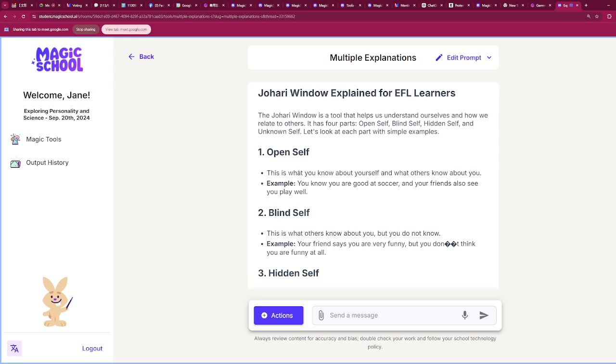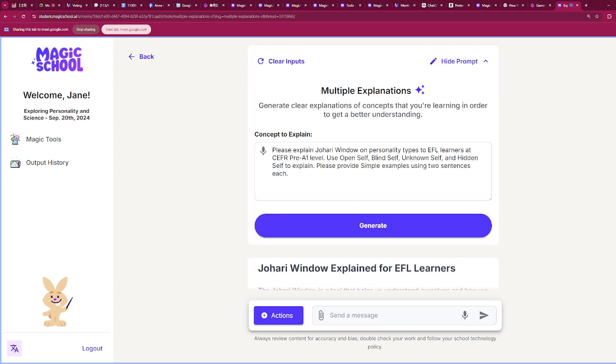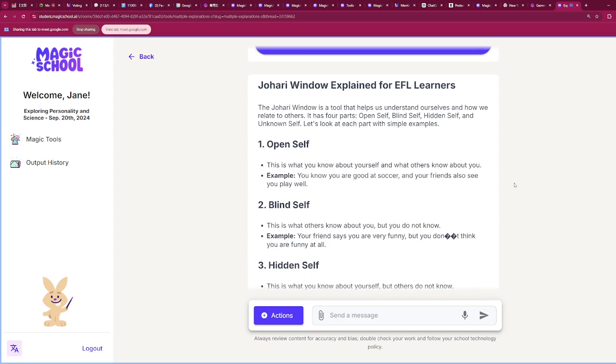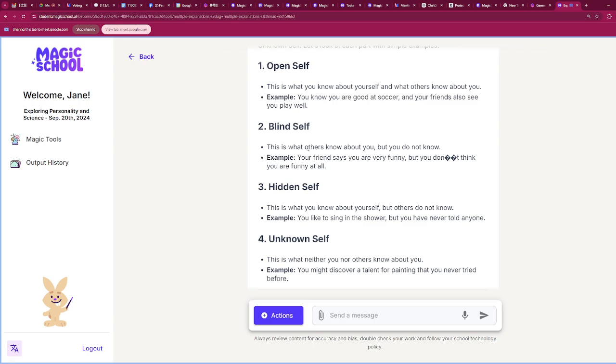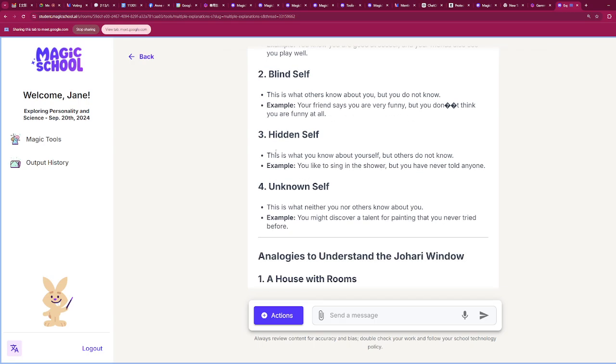So open self, this is what you know about yourself and what others know about you. Example, you know you are good at soccer. Your friends also see you play well. Okay. Blind self, this is what others know about you, but you don't know. So your friends say you're funny, but you don't think you are funny at all. Okay, so that's a blind self. Hidden self is this is what you know about yourself, but others do not know. Example, you like to sing in the shower, but you have never told anyone. So that's a hidden self.